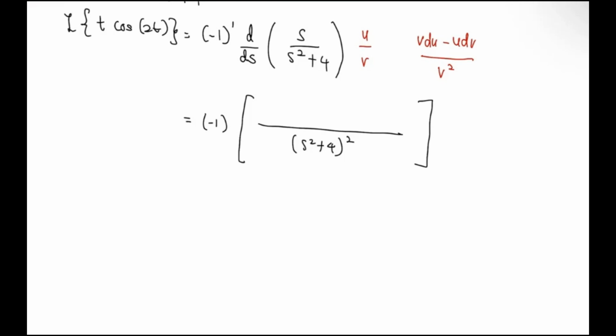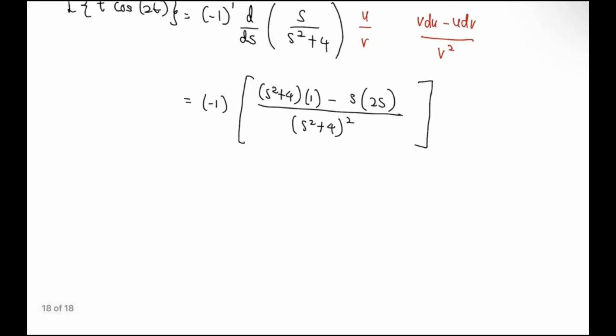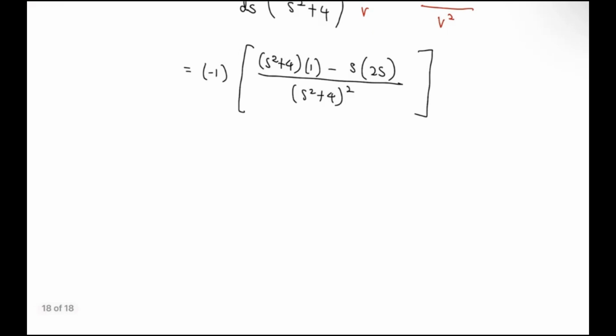So v du. So v is s squared plus 4, du, differentiate s. So you get 1. U is s, differentiate dv. So we get 2s. So s squared plus 4 multiplied by 1 minus s times 2s. So expand this one.